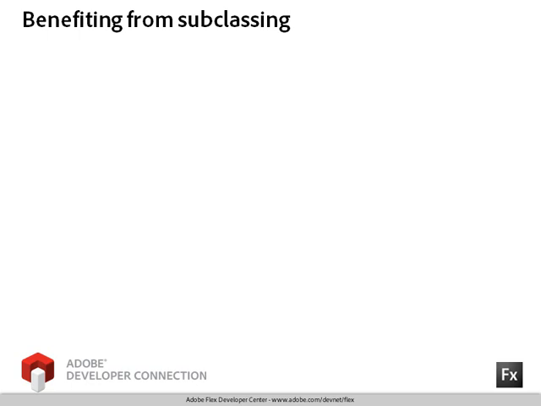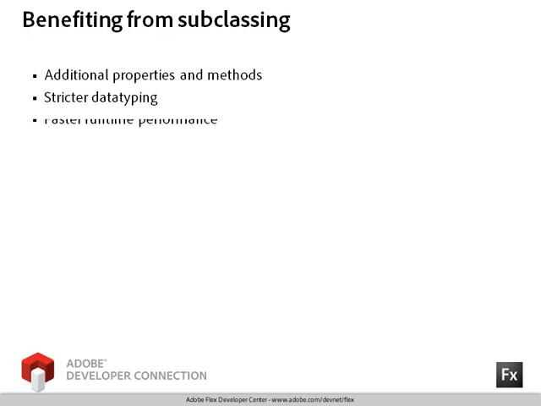Each event subclass provides additional properties and methods that are unique, and you will sometimes want to use the more specific event type to access them. Additionally, using subclasses results in stricter data typing, faster runtime performance, and compile time type checking.